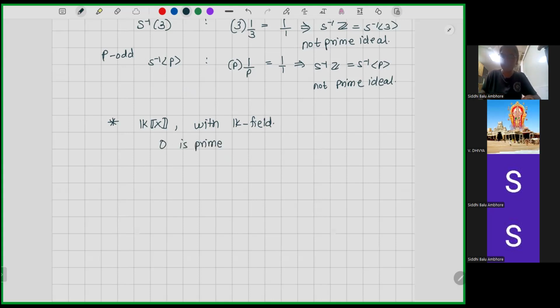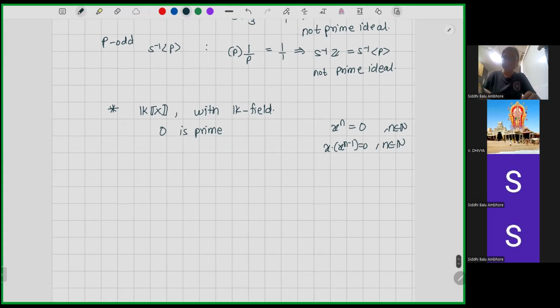Note that once I have an integral domain, the nilradical will always be 0, because nilradical means x to the power n is 0 for some n in N. In that case, x times x^(n-1) is 0, and then we have a zero divisor, which does not happen in an integral domain. So whenever we work in an integral domain, the nilradical always becomes 0. So this is an integral domain, and this 0 is a prime ideal here.